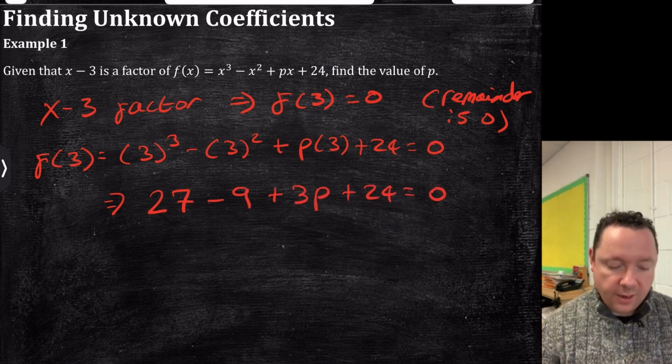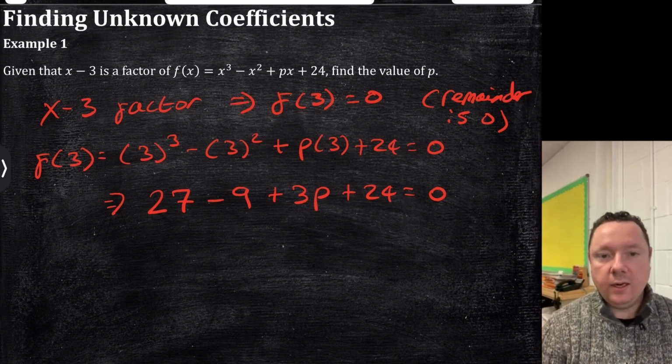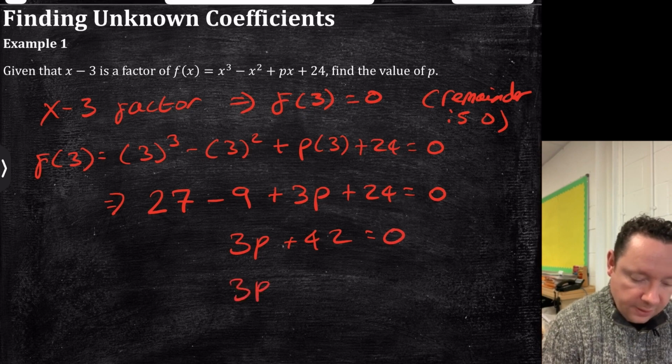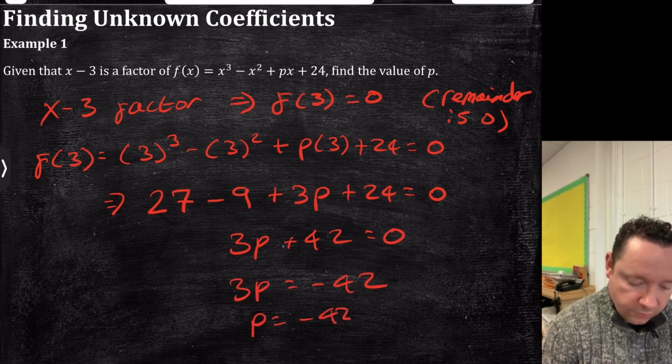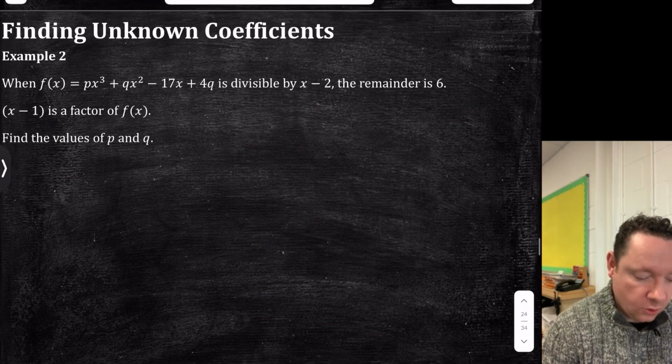So 27 minus 9 is 18. 18 and 24 is 42. So we get 3p plus 42 equals 0. And therefore 3p equals minus 42. So p is minus 42 over 3, which we can simplify to 3 into 4 goes 1. 3 4s is 12, minus 14. And we're done there. Second example on finding unknown coefficients.